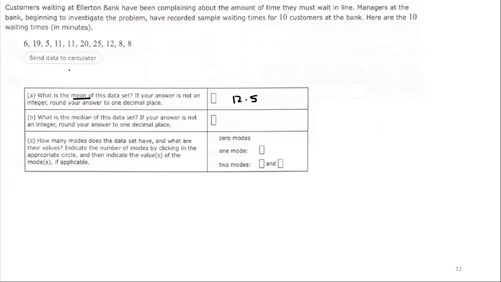And the second question is what is the median. So again, remember, for the median you have to order them from least to greatest first. When we do that, we get 11 for our median. That's the middle number. And the last one here says, how many modes does the data set have? Let's see here. Looks like we have two modes. We have 11 that appears twice and 8 appears twice. So we have two modes and they are 8 and 11.